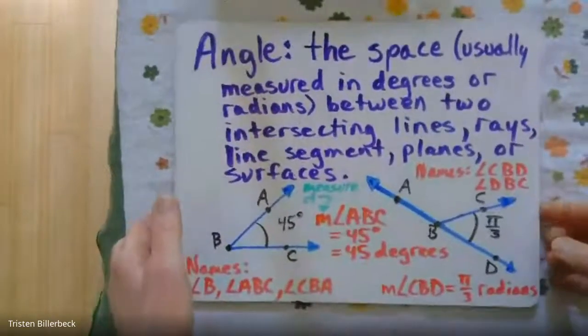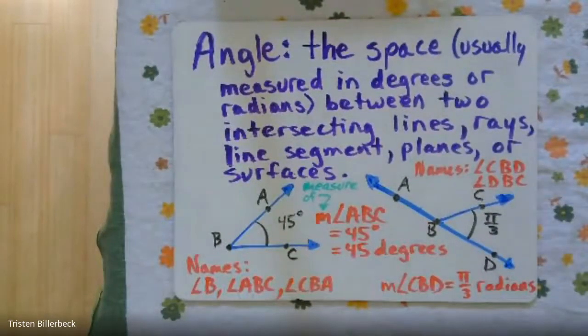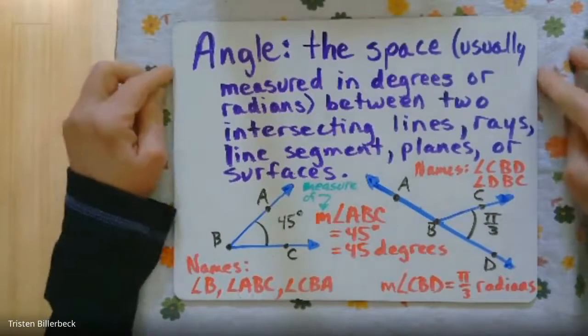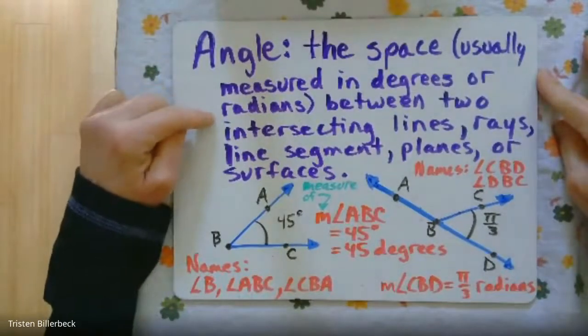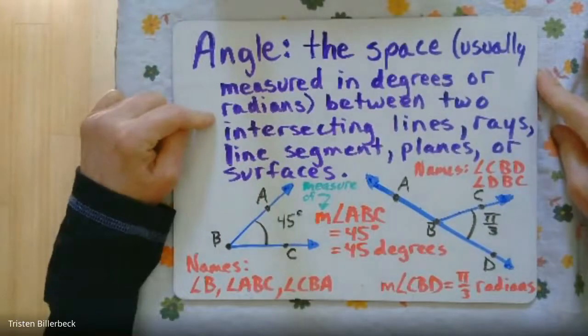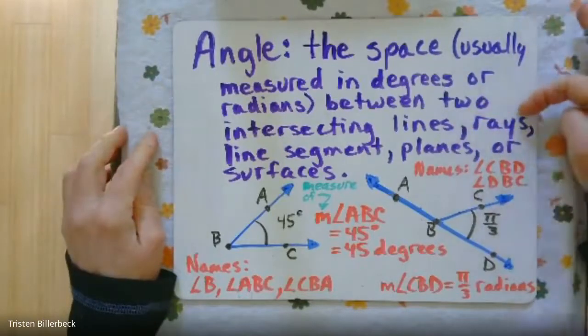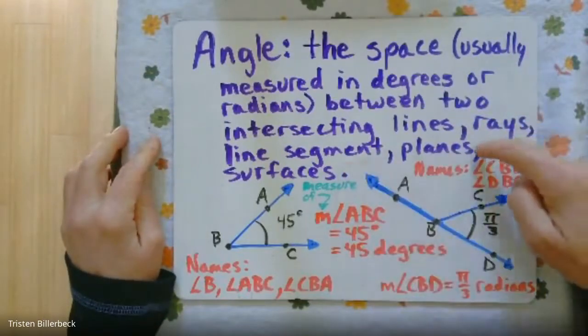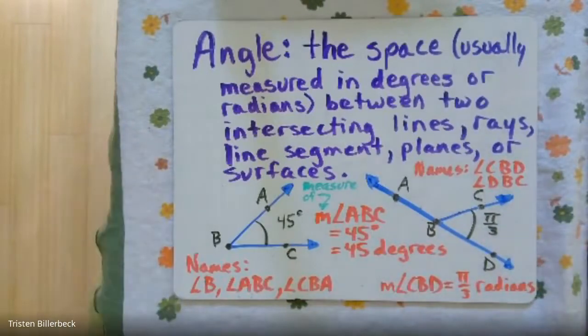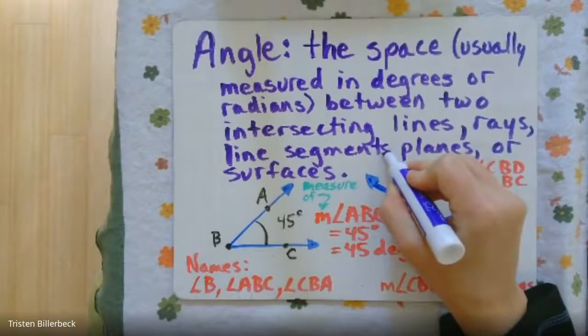And finally, let's talk about angles. It's part of the next section, but I want to make sure that you understand the definitions of angles. An angle is a space usually measured in degrees or radians. You won't see radians until probably after your sophomore year in high school. It's measured between two intersecting lines, rays, line segments, planes, or surfaces.